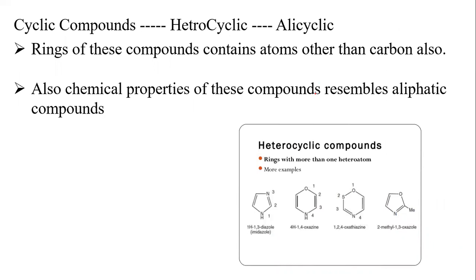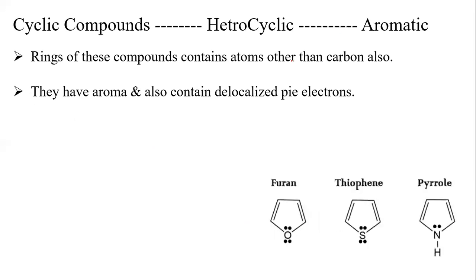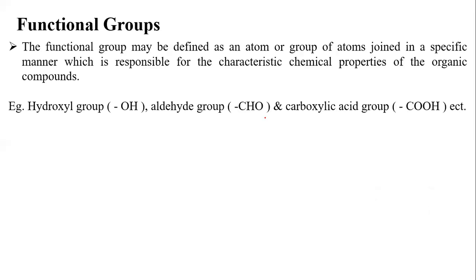Coming to heterocyclic compounds, the ring also consists of carbon, but it also has other atoms like oxygen, nitrogen, or sulfur. So rings composed of atoms other than carbon are called heterocyclic compounds. You should remember that. And heterocyclic aromatic compounds have both aroma and delocalized pi electrons, like furan, thiophene, and pyridine.